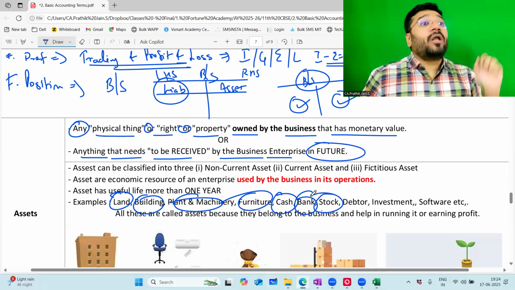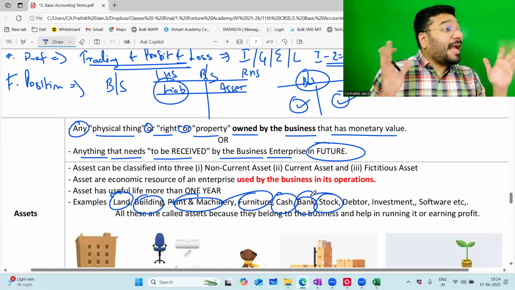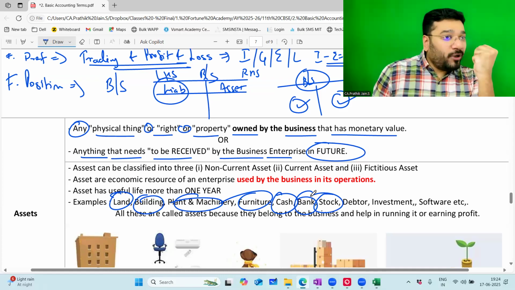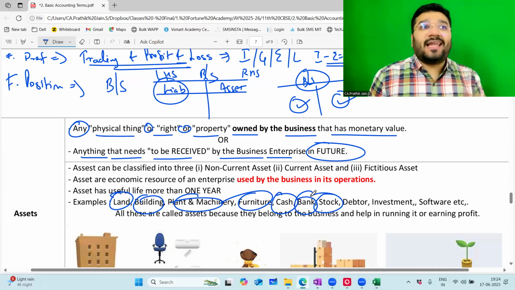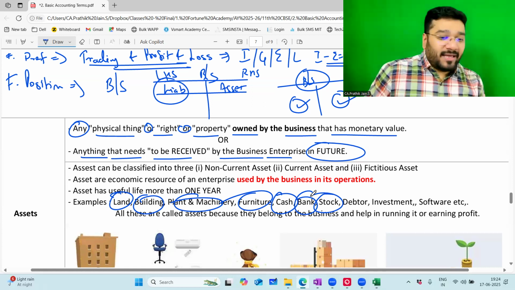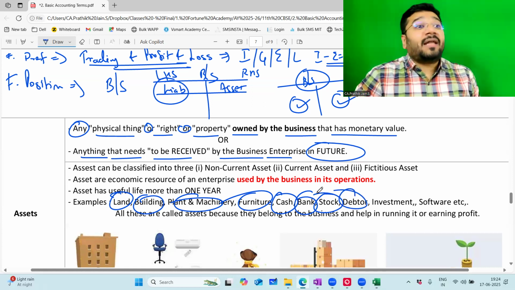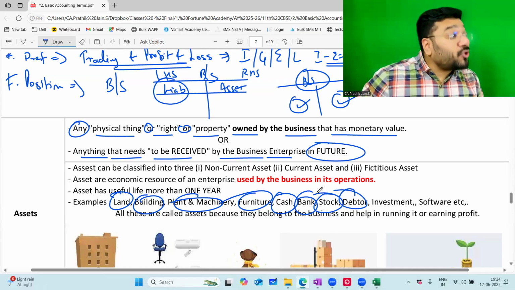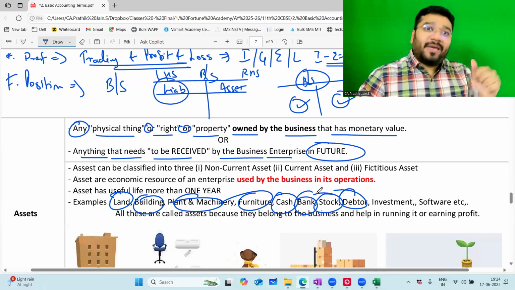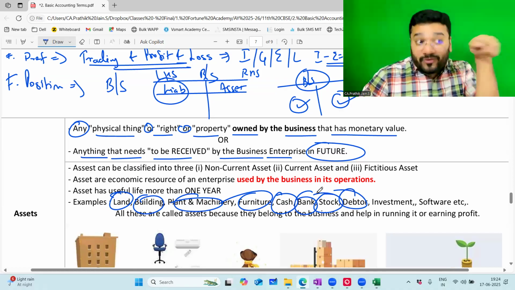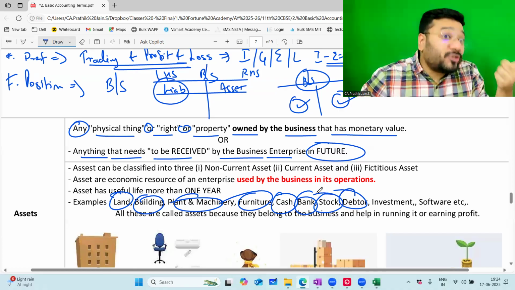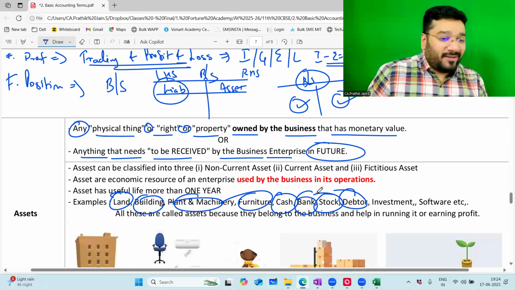Stock in your godown. You have 10 lakh worth of stock, which you own. Whenever you want, you can sell and make money out of it. So stock is your asset. Debtor. A debtor is your customer to whom you have sold goods on credit. So he has to pay money, no? From him, you have to receive money, no? So anything that I'll receive in future is an asset. So debtor is my asset.